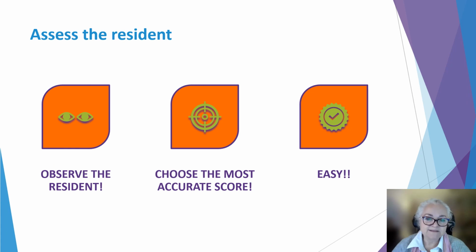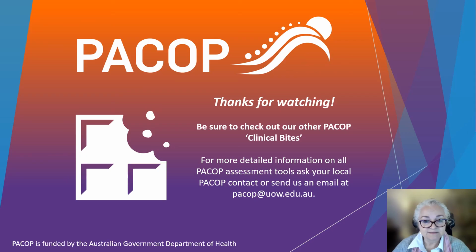So the main thing is to observe the resident, choose the most accurate score, and voila, that's the AKPS.